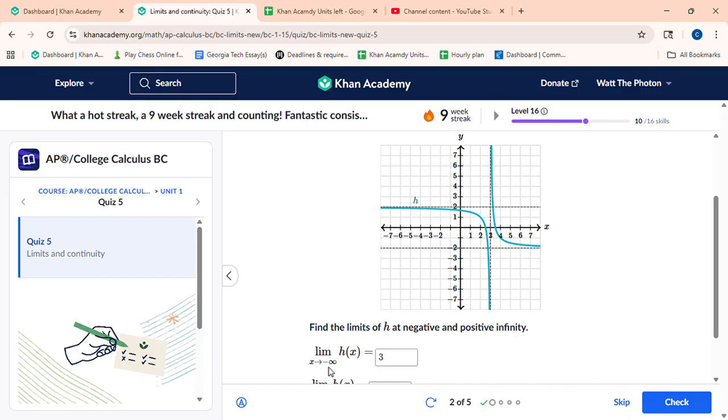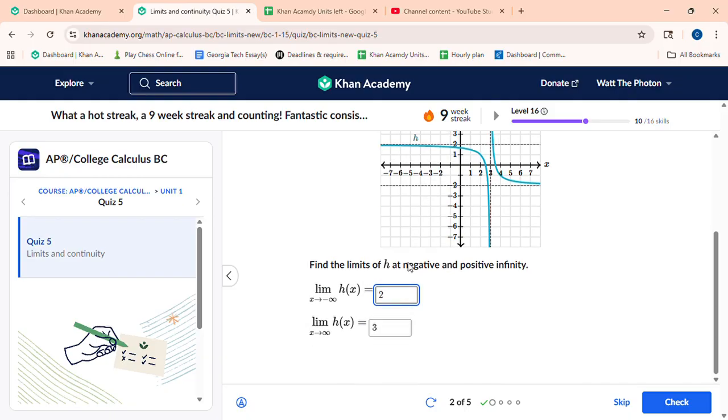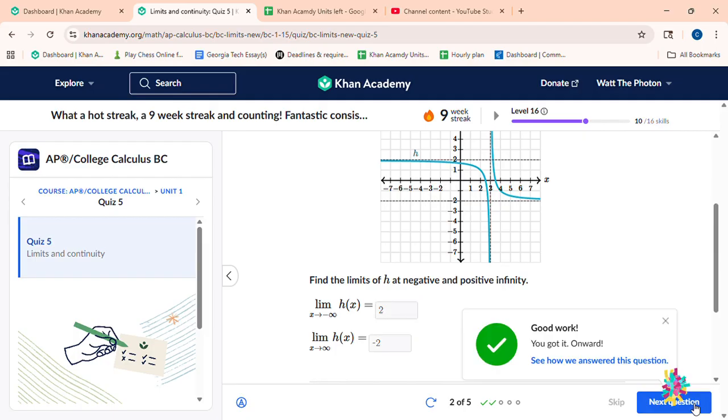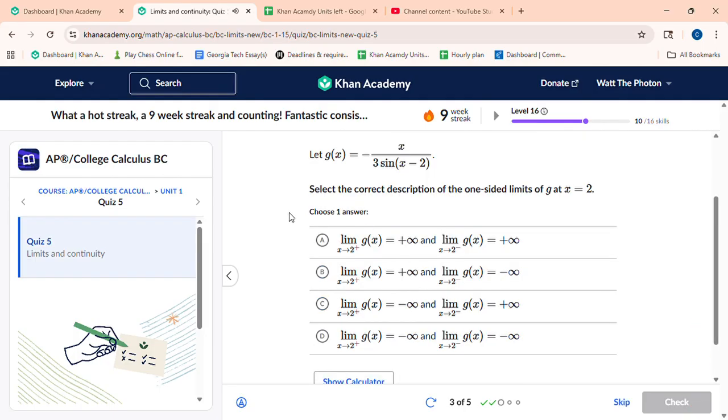Oh, as x approaches negative infinity. I see. So that would be 2. And this would be negative 2. Because we're looking at y values, not x values. Okay. I see.